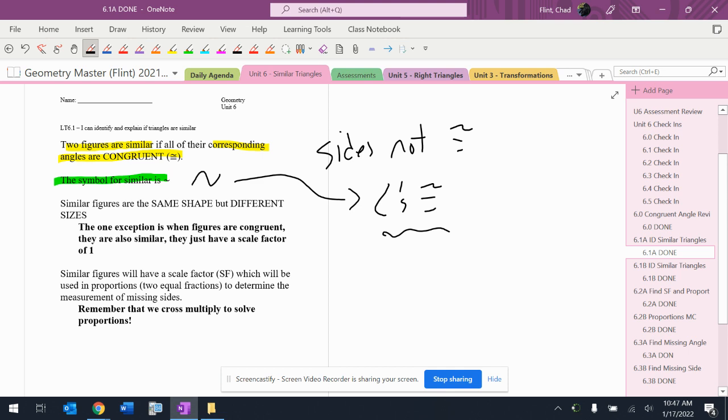It's kind of like if you take a copier and you make something larger. If I have just a really simple little picture here, a triangle that looks like this, and then a triangle that looks like this, they're the same shape. One is maybe twice as big as the other one.